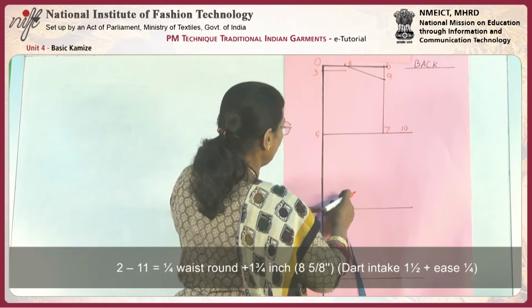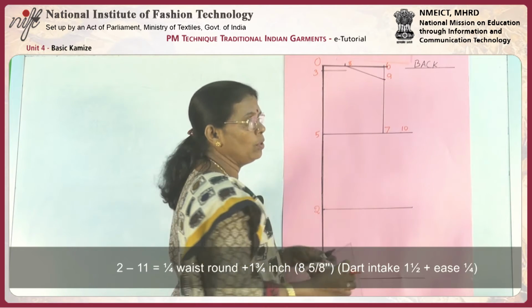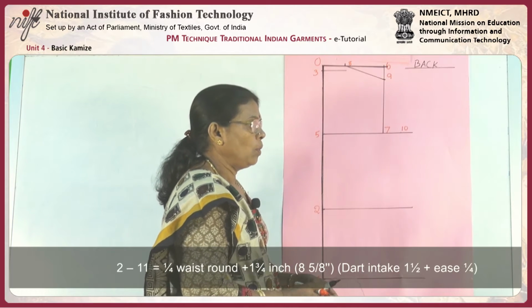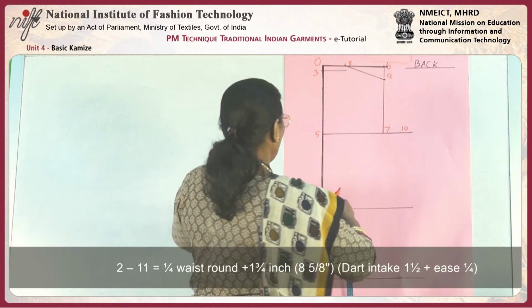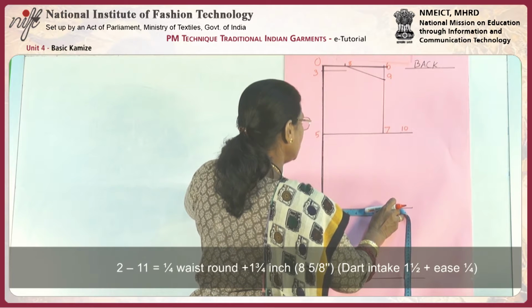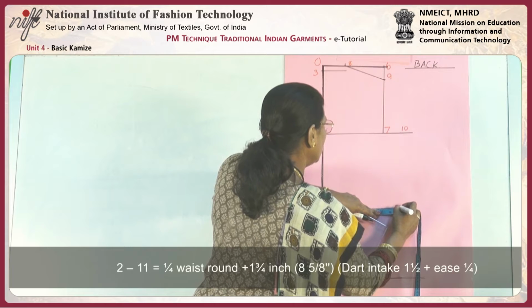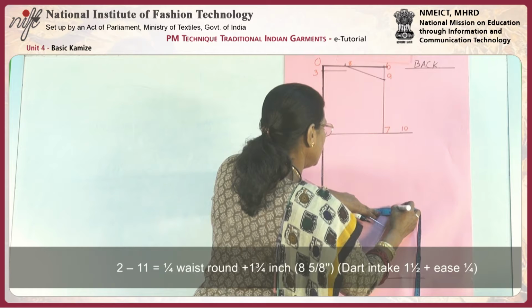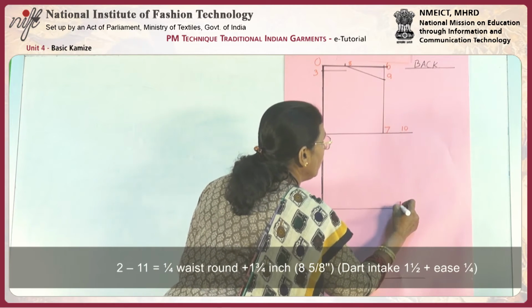And on the waistline, 2 to 11 is equal to waist by 4 plus 1 and 3/4. So waist by 4 is equal to 6 7/8 plus 1 3/4 is 8 5/8, and mark 11.